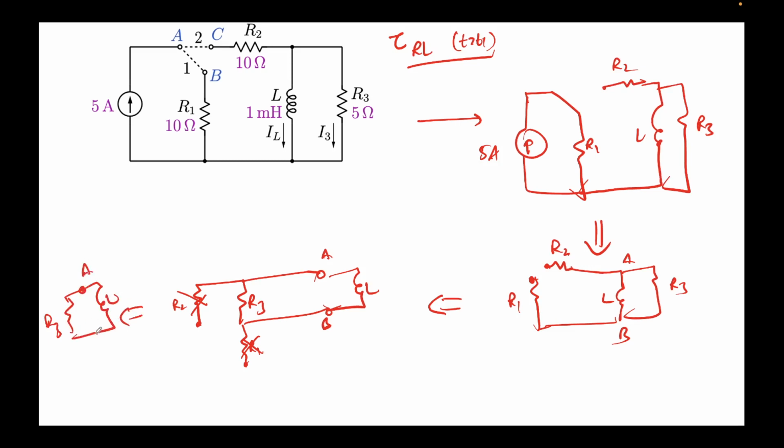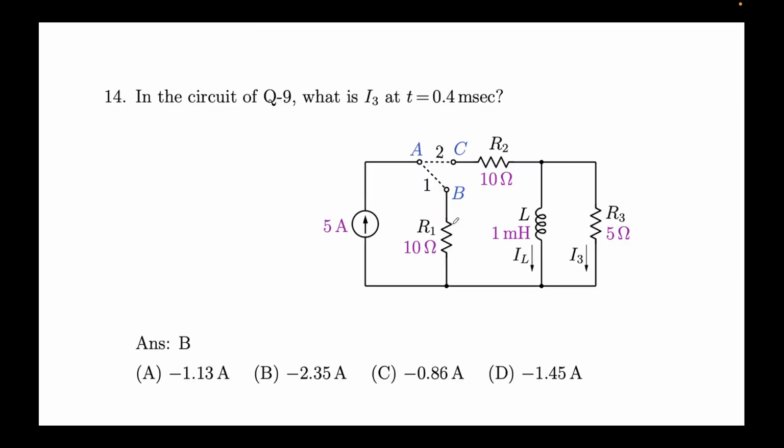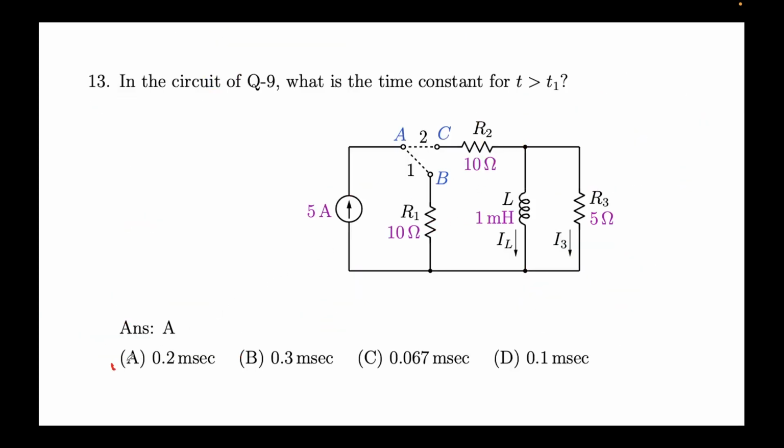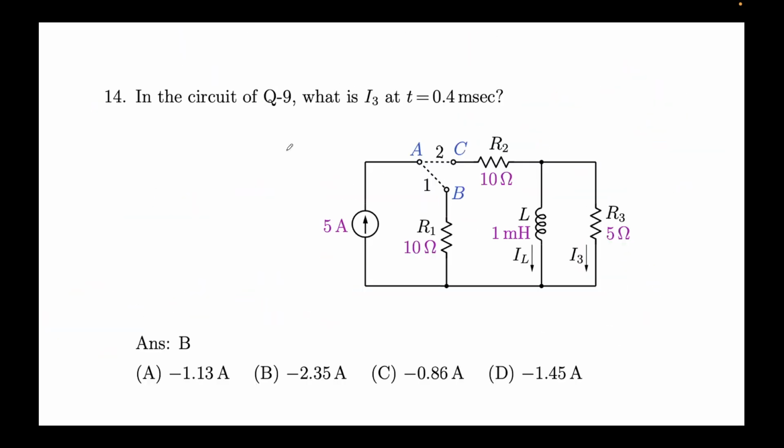This is point A, this is point B, and again you see R_TH comes out to be R3, which is 5 ohms, and we know that tau for RL is L over R. So L is 1 millihenry over 5 ohms. This will come out to be 0.2 milliseconds. Coincidentally, this time constant comes out to be the same as before. That means the time constant for 0 less than t less than t1 was also 0.2, and for t greater than t1 it is also 0.2 milliseconds. So we have calculated that.